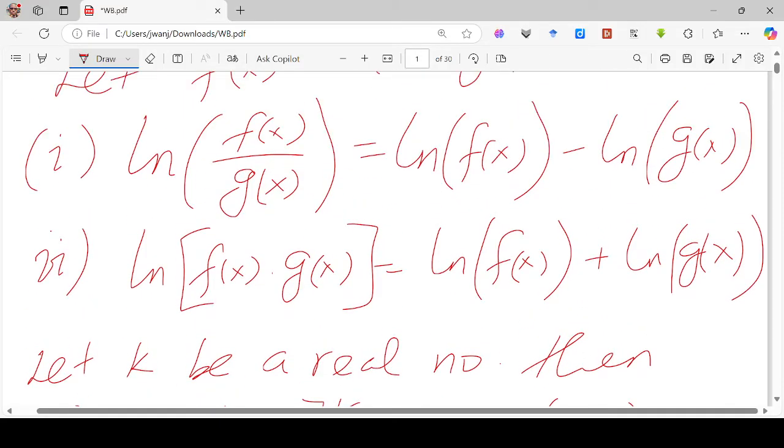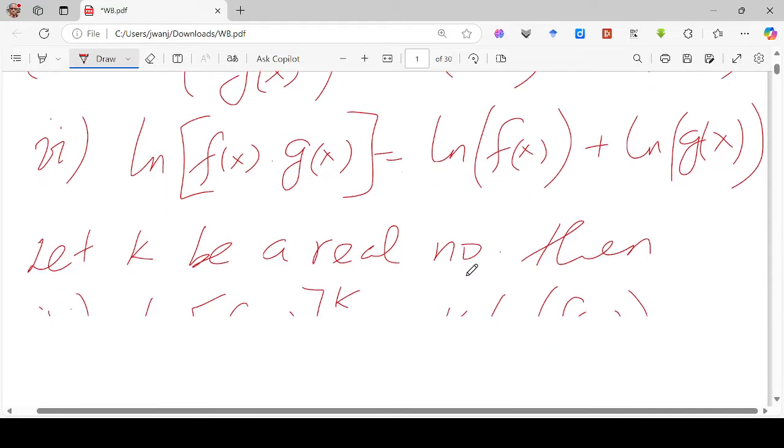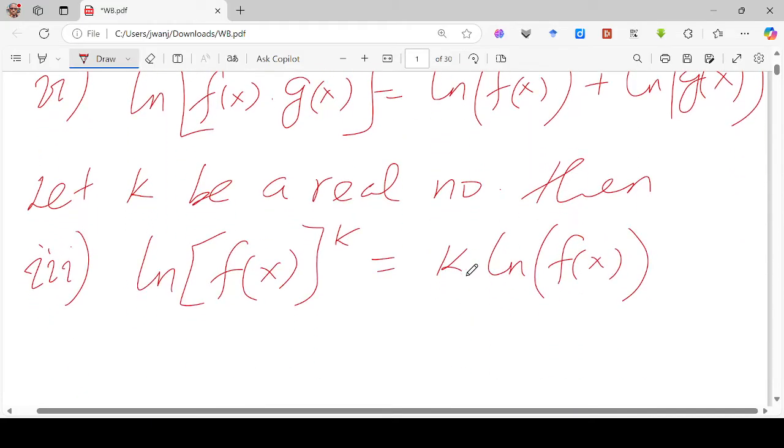So we have the three rules. When we take the logarithm of a quotient, the result is the same as the logarithm of the numerator minus the logarithm of the denominator. If we take the logarithm of a product, we take the logarithm of the individual functions, then add them. And lastly, if a function f of x is raised to the power of k, and we take the logarithm, then the power k becomes the coefficient.